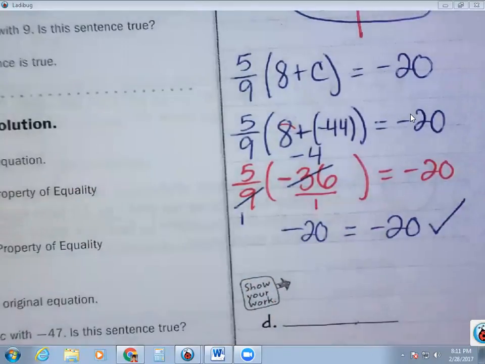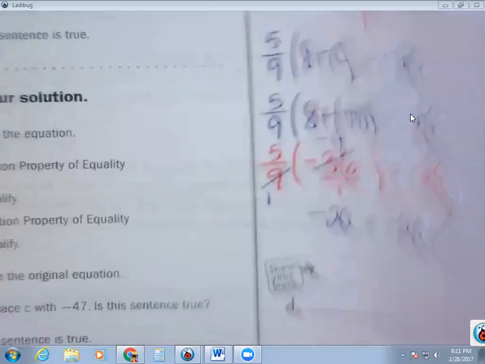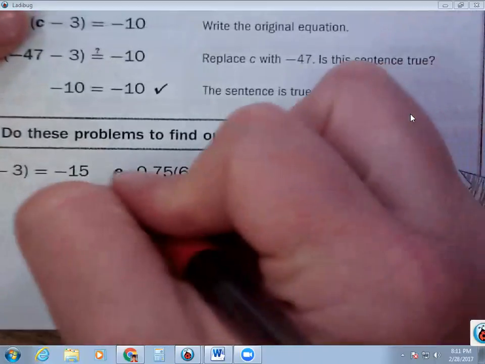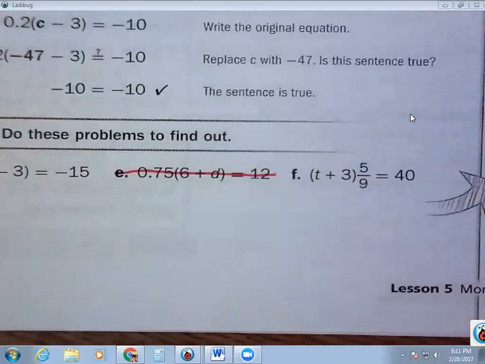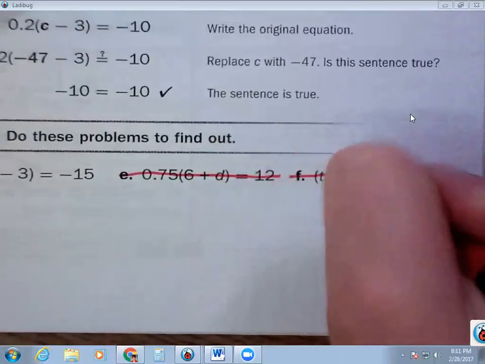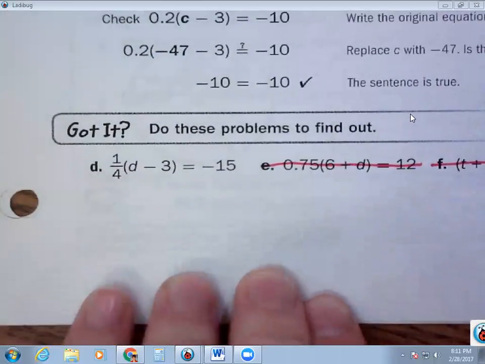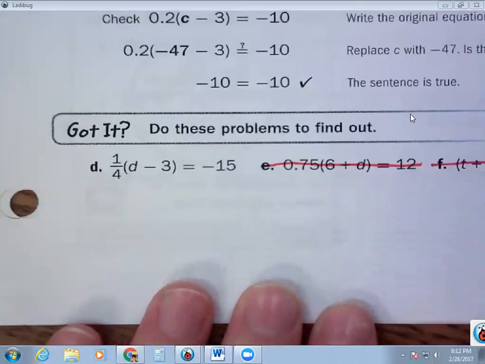Boom. All right, friends, I would like you to do D. Actually, let's just do D. Just do D. I'll give you some time. To get rid of that negative 1/4, we're going to multiply by the reciprocal.